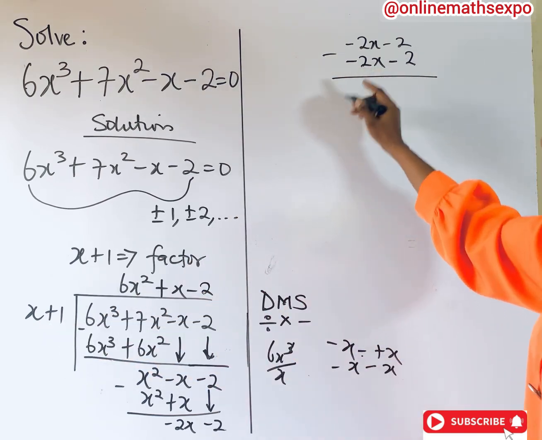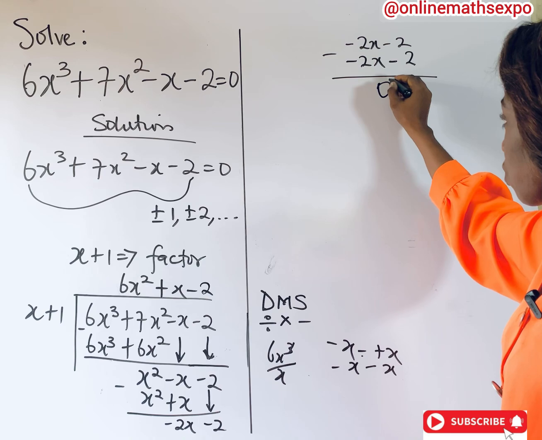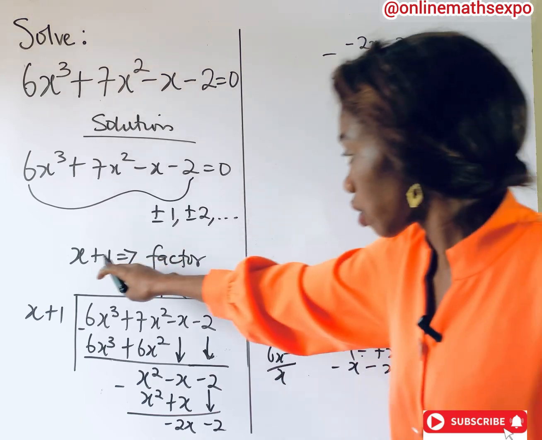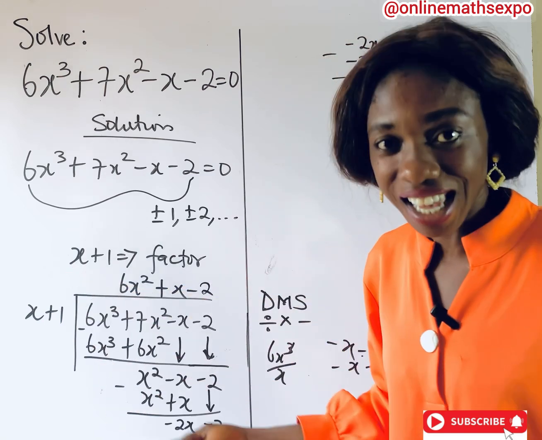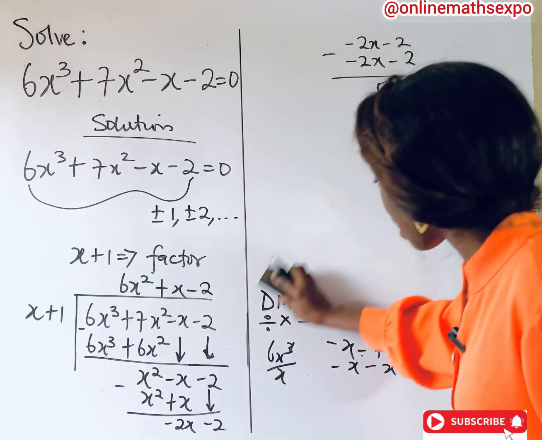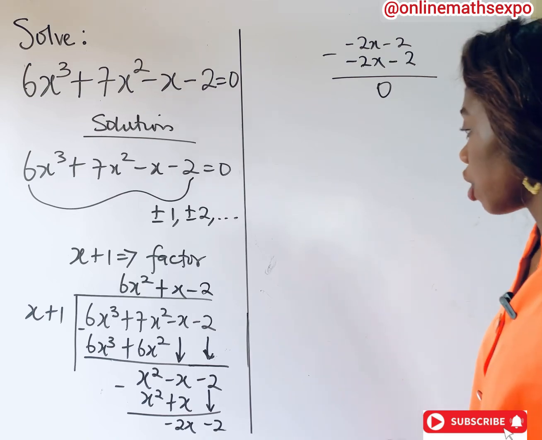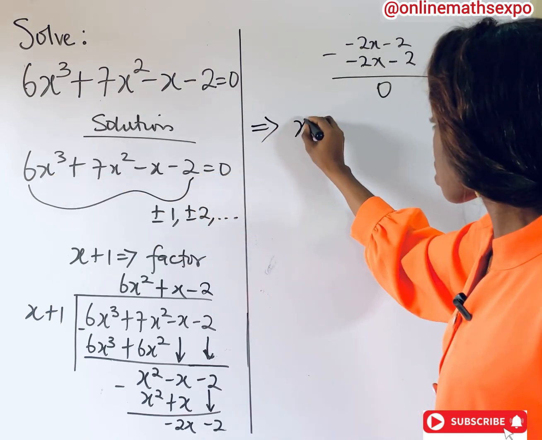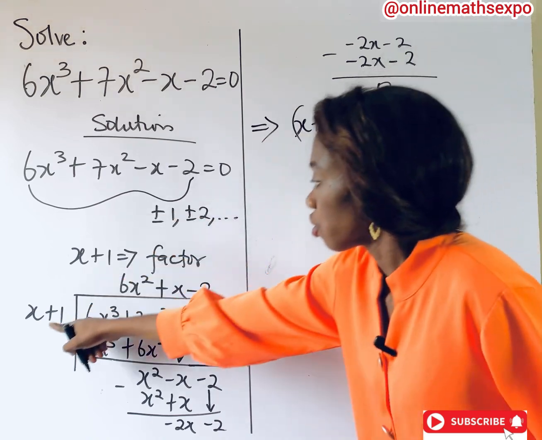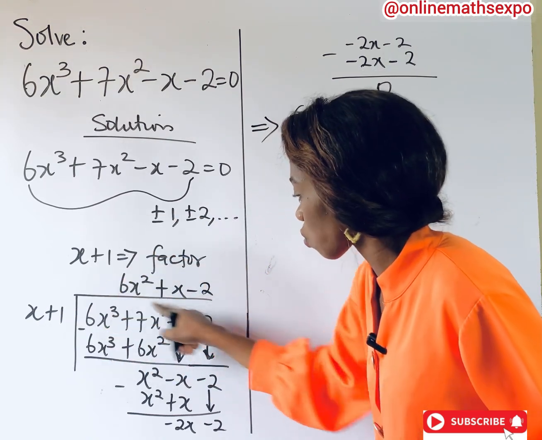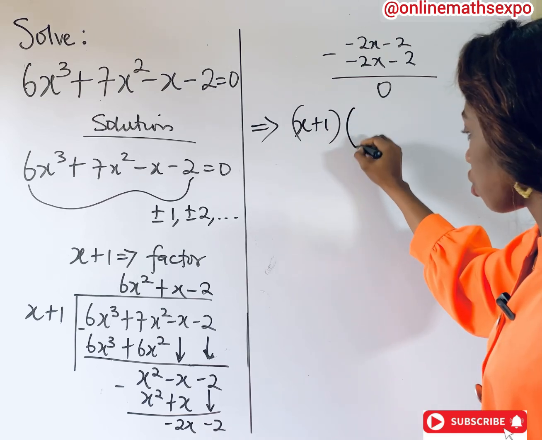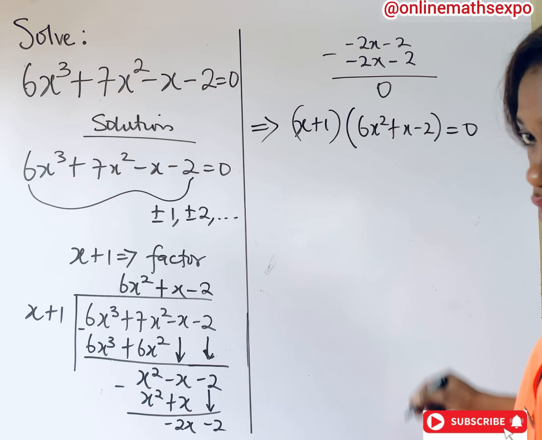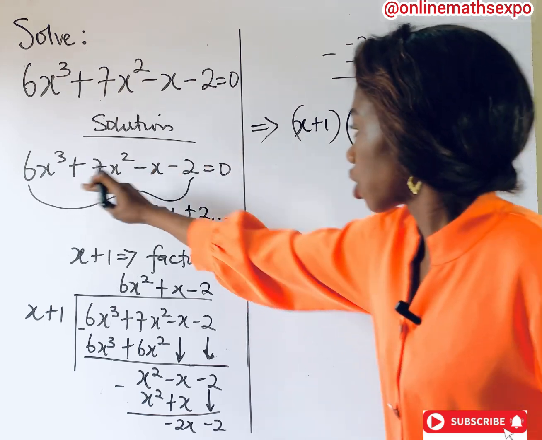Did you see it? So let's subtract. If you subtract this, it gives you 0. So you see that because it's 0, it means that we have already said that x plus 1 is a factor. So in that case now, it means we are going to have this, which is the same as x plus 1. You see, gather this and this quotient together into 6x squared plus x minus 2 is equal to 0. If you expand this, it gives you this.